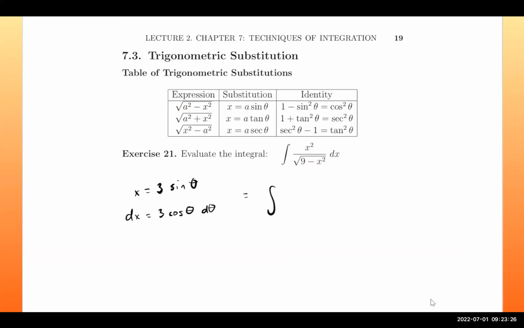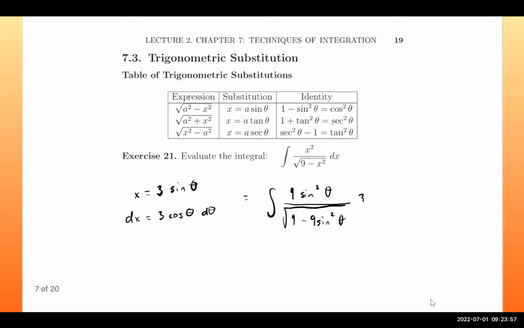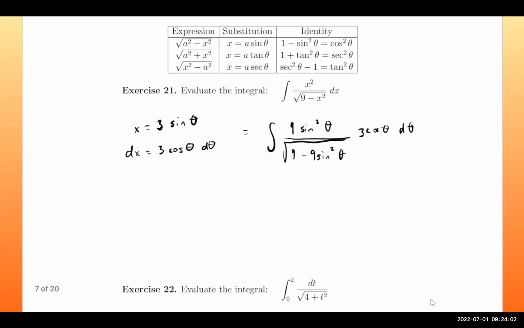And then we're going to rewrite the integral as the integral of x squared, which means you have to square this, which is 9 sine squared, over 9 minus 9 sine squared theta. Oops, sorry, sine squared theta. And then so we took care of this part, that's here. Now we still need dx. We got to substitute this in for dx. So that would be 3 cosine theta d theta.